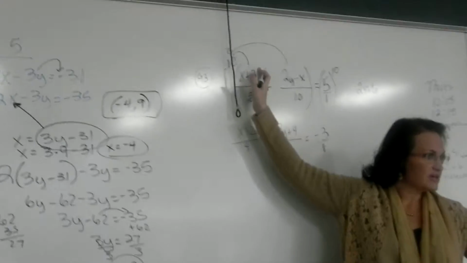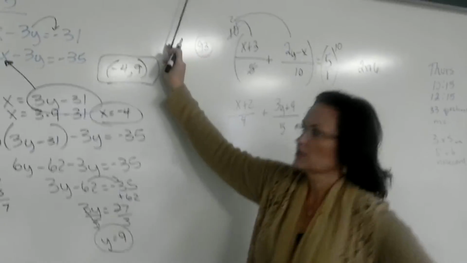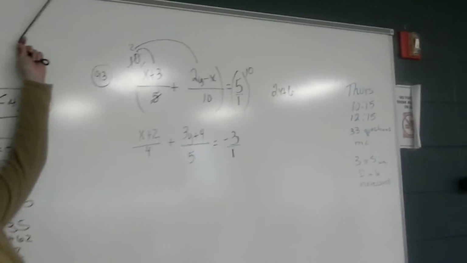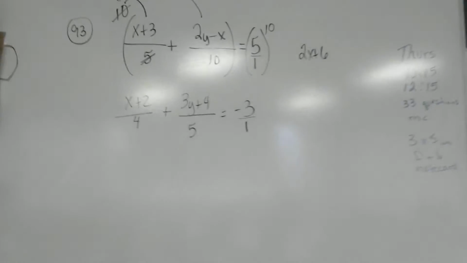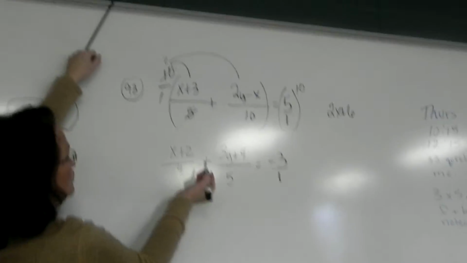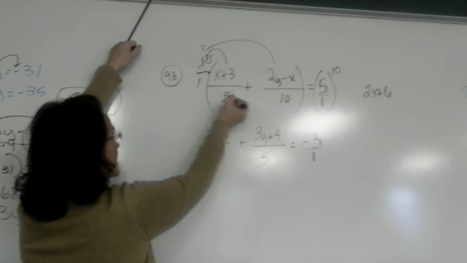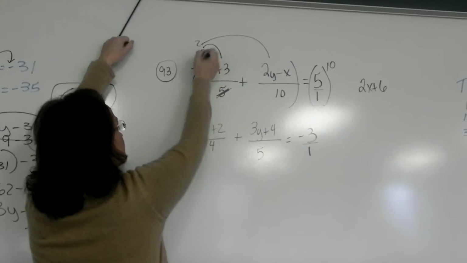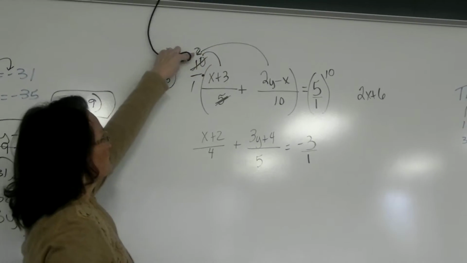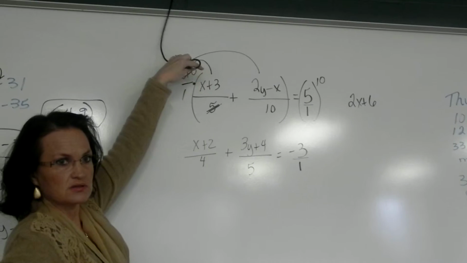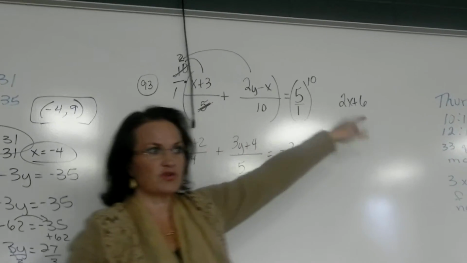Okay, so 10 times that first one. Sorry about the string. Okay, so questions on that? So what I did, 10 is really 10 over 1. You're multiplying, so the diagonals cancel. 5 and 10 reduces to a 2, then 2 distributes. That's where the 2x plus 6 comes from.